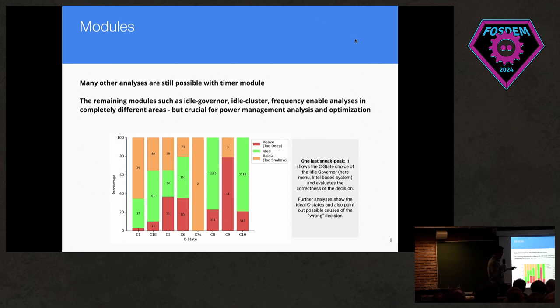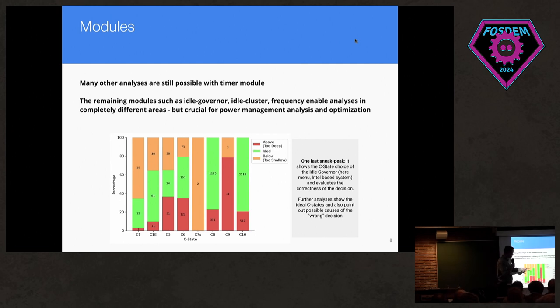But one last sneak peek here, for example, is the governors. The governor is the component within the kernel that commands these deep sleep states. You can select different governors. Normally it is the menu governor. There are other governors as well.